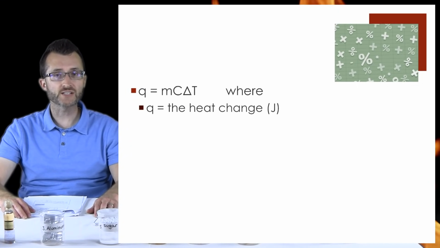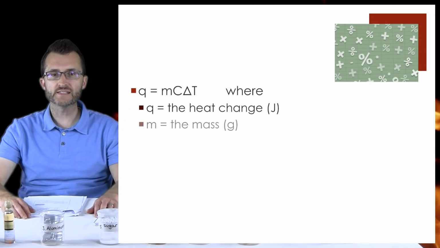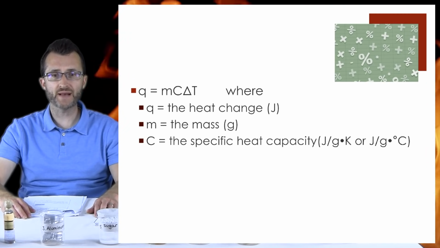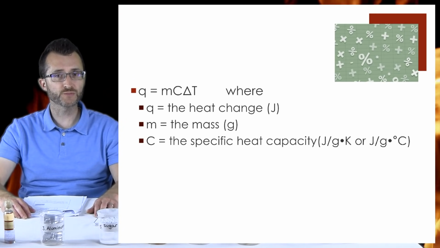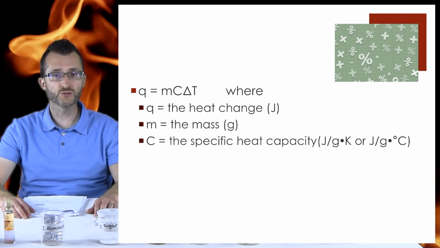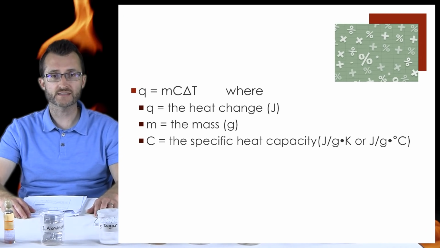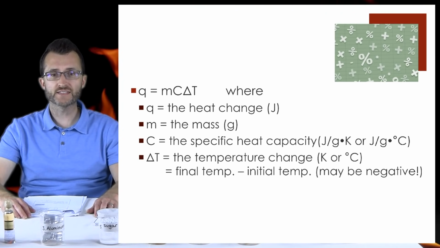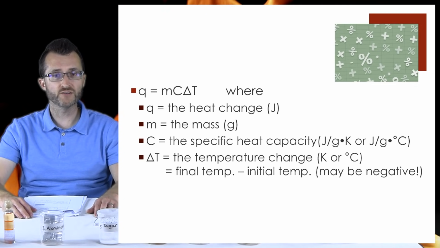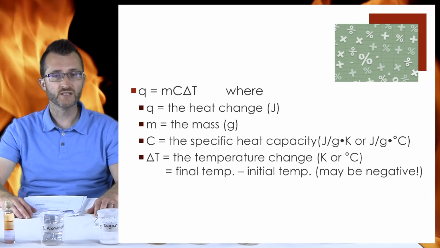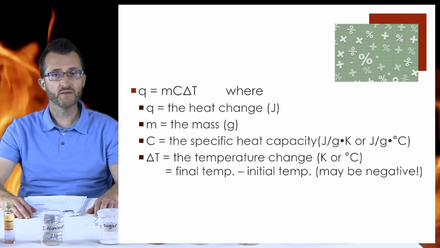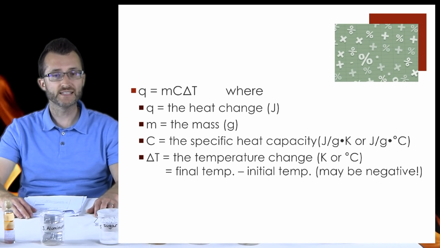Q is the heat change in joules. M is the mass in grams. Capital C is the specific heat capacity, and its units can be joules per gram times Kelvin or joules per gram times degrees Celsius. Delta T is the temperature change. It may be in Kelvin or degrees Celsius. Now when we calculate the change in temperature, we have to go final temperature minus initial temperature. This means that it can be negative.